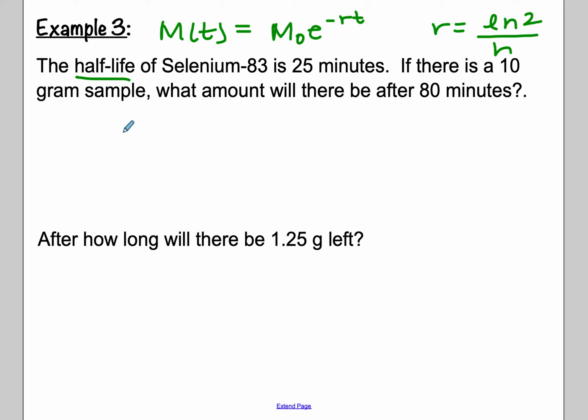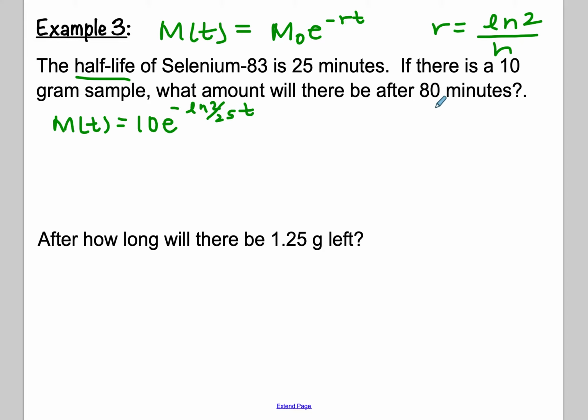So let's start setting this one up. We got m of t equals m sub 0. That is how much we started with. We started with 10 grams. e to the, now it's decay, so it's negative, ln of 2 over my half-life. And in this case, my half-life is 25. And then we'll have t. Okay, so this would be my equation for any time.